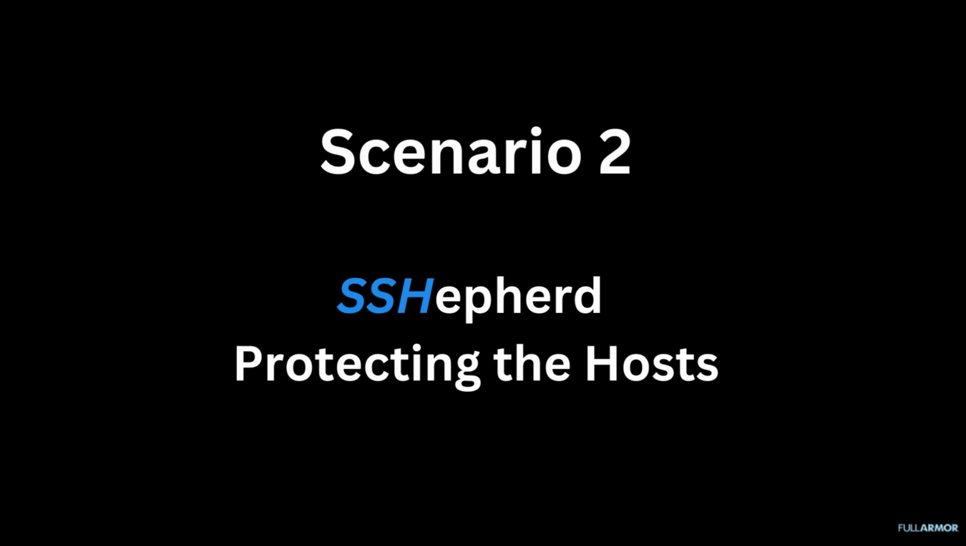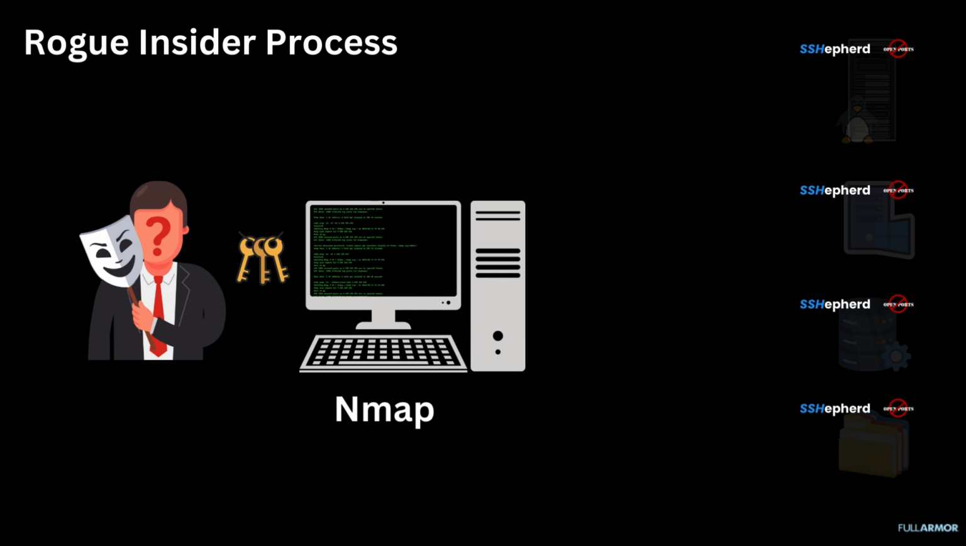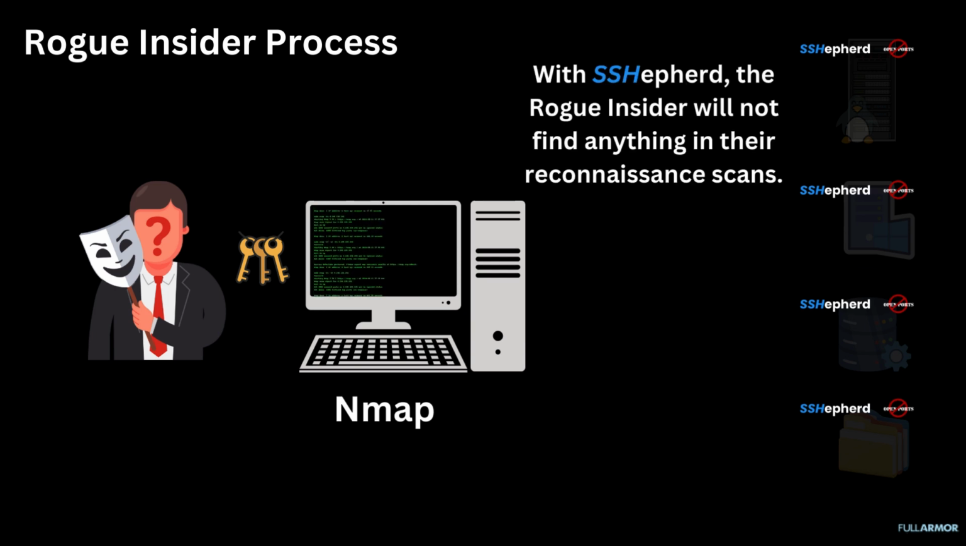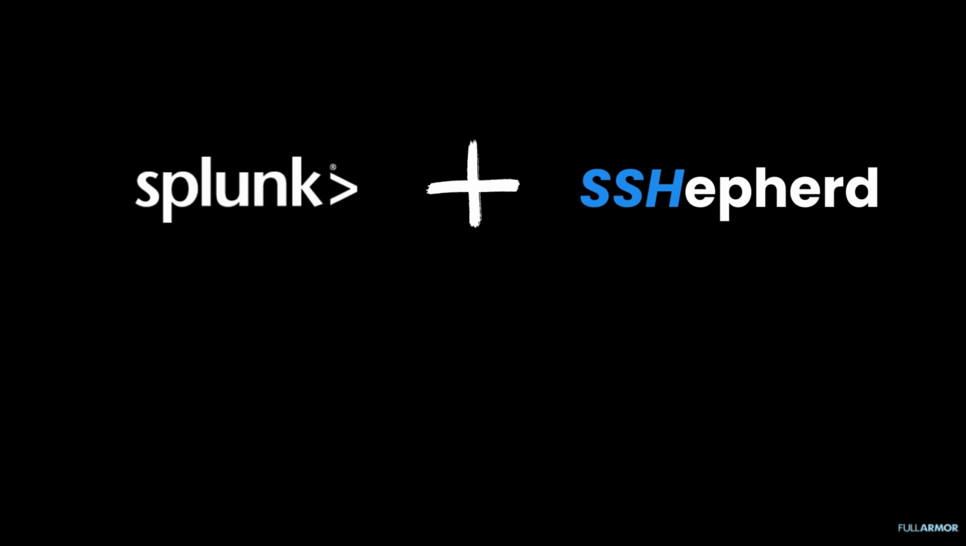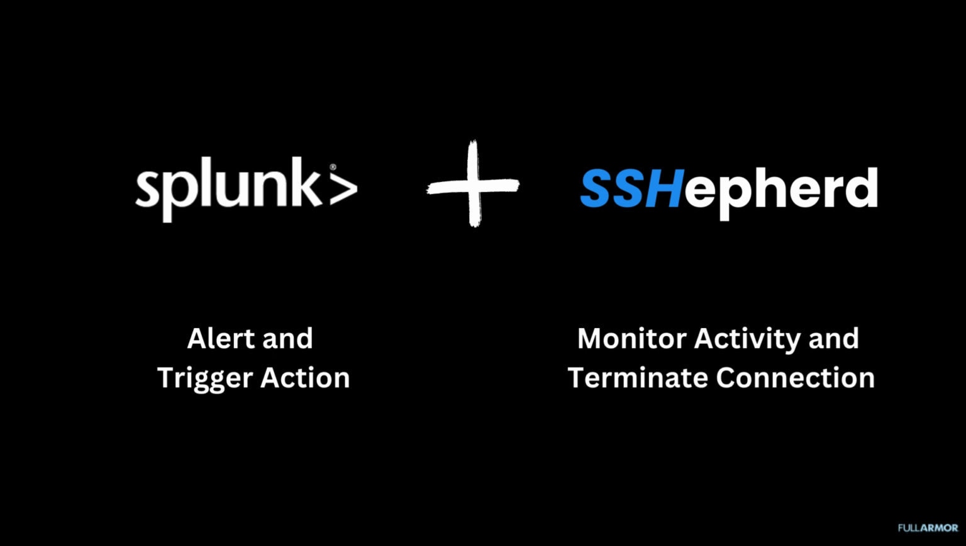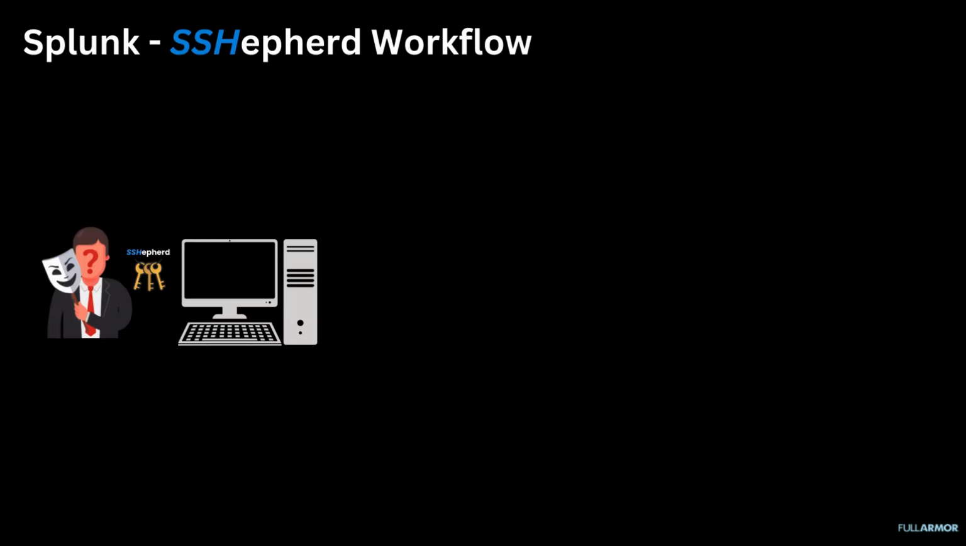In scenario 2, we have Shepherd protecting the hosts. Here, when the rogue insider runs Nmap, he does not find any services or applications because the ports are closed. They are invisible to the network. Scenario 3 is when the rogue insider is also a Shepherd user. In this case, we can stop unauthorized activity through integration with Splunk or a similar monitoring tool and terminate the user from being able to reconnect.